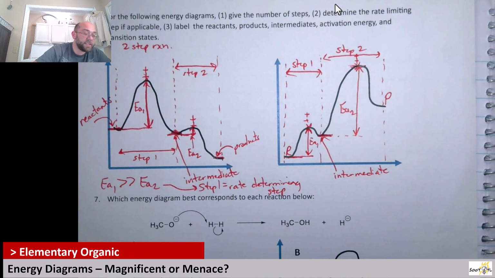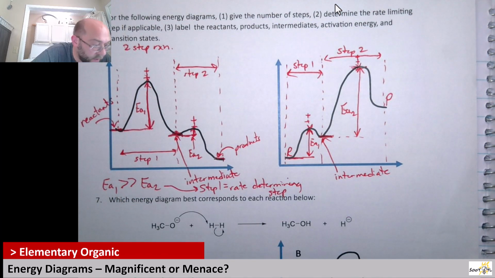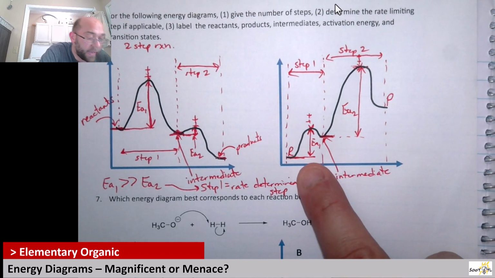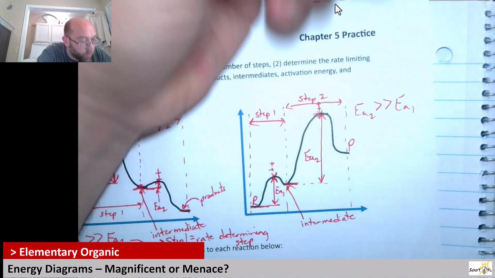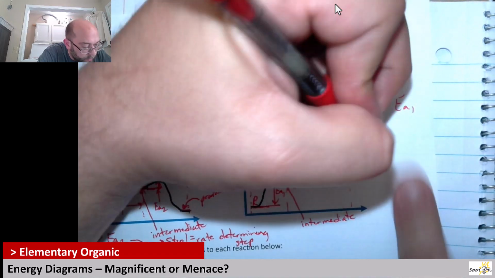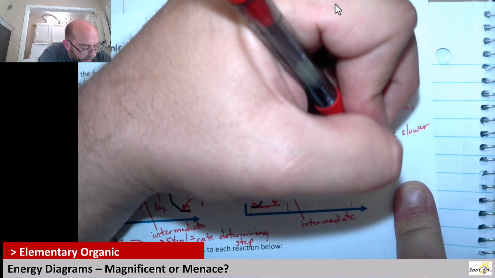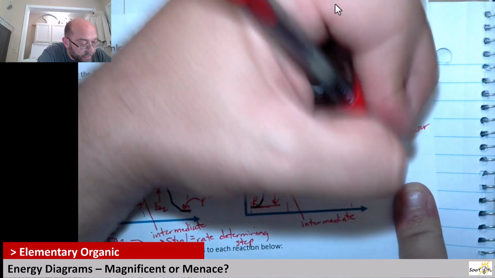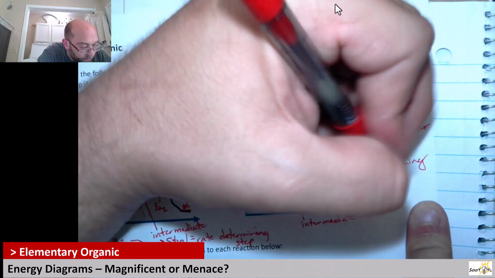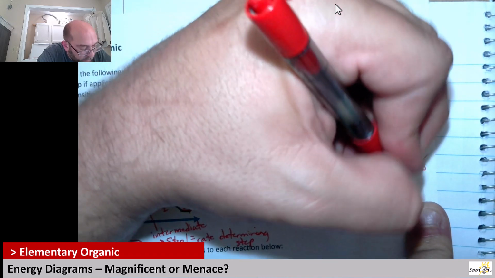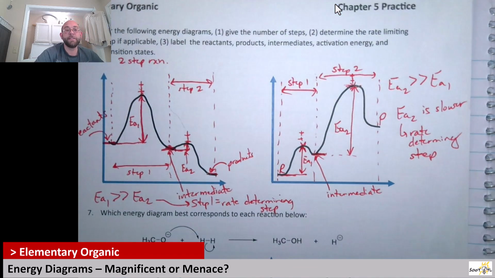EA2. And so based off that, can we determine the rate limiting step or the rate determining step? Yes, because EA2 is much larger than EA1. So because EA2 is much greater than EA1, that tells us that EA2 is slower, aka that means it is the rate limiting or rate determining step. I misspelled it, but that's supposed to say rate determining step.